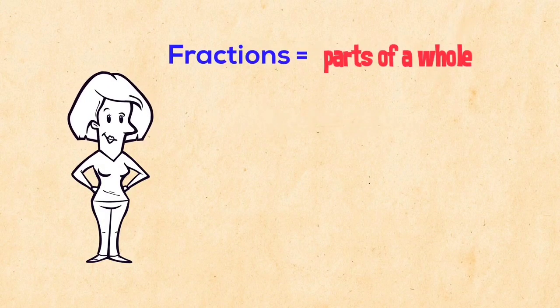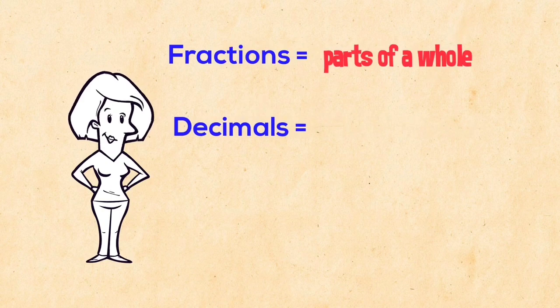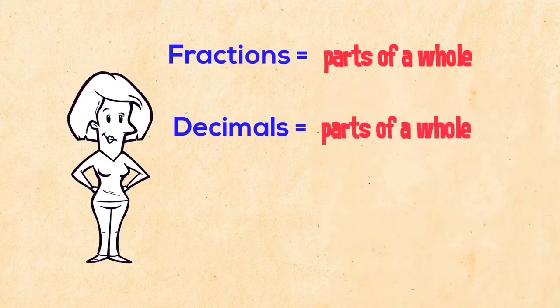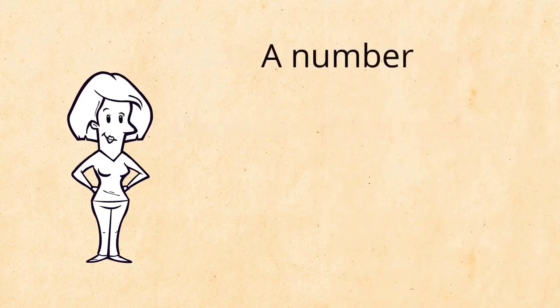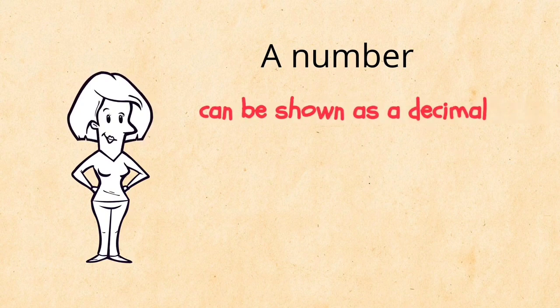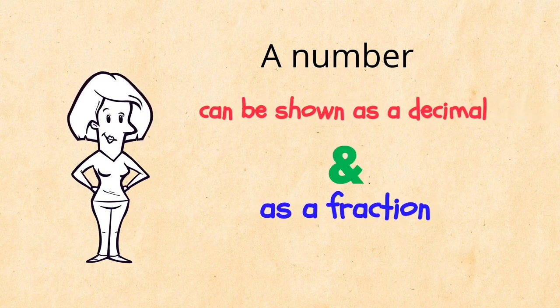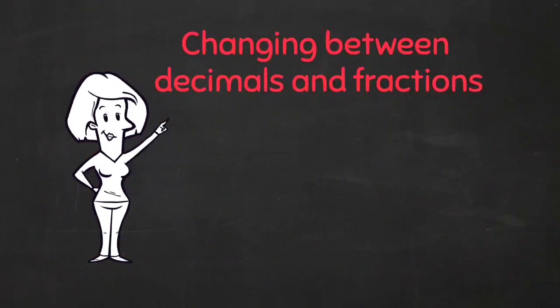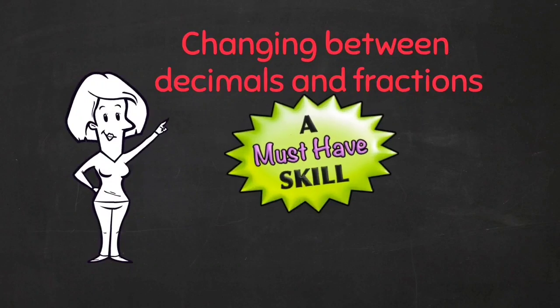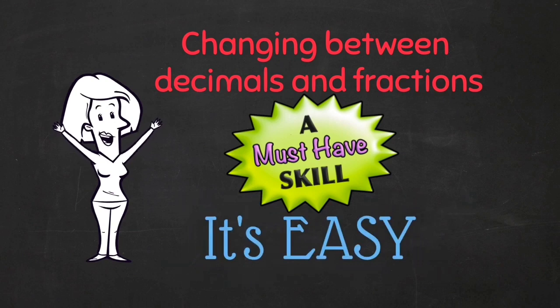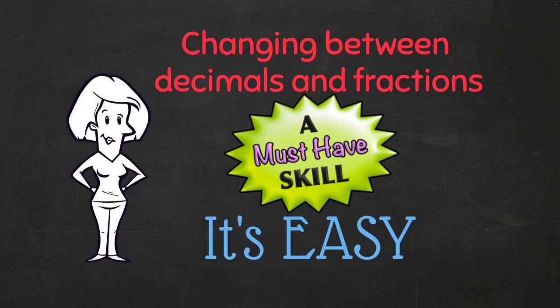As we have already learned, a fraction is a part of a whole, and decimals are also parts of a whole. A number can be shown as a decimal and as a fraction. Changing between decimals and fractions is a must-have skill, and yes, it's so easy also.